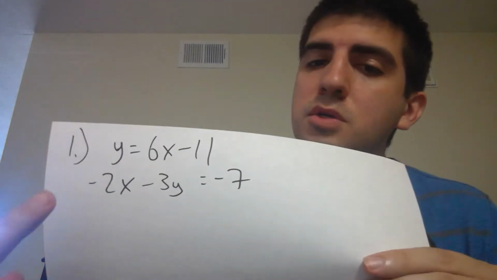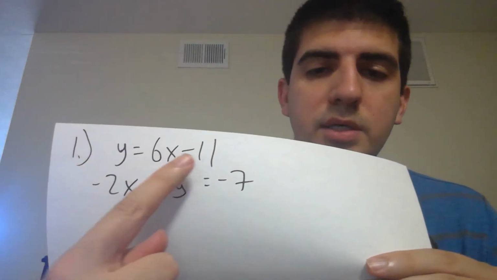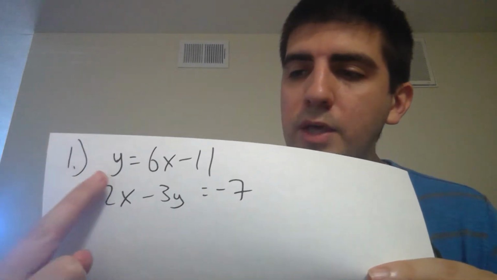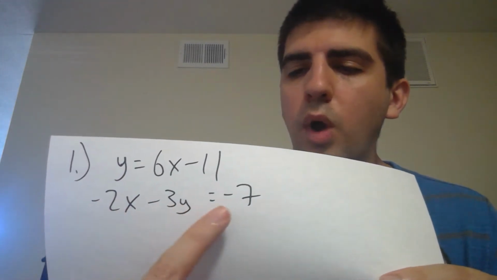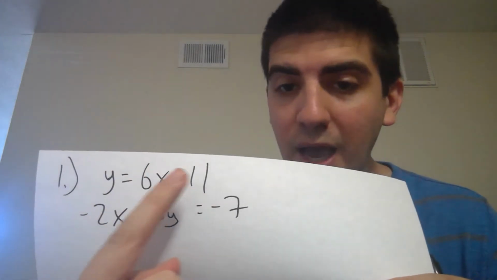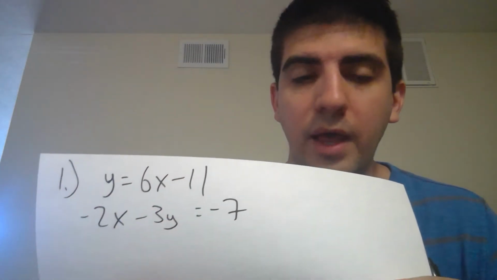Here's what I mean. Do you see how it tells us that y is equal to 6x minus 11? Well, if that's what y is, go to the other equation, and wherever you see a y, sub this guy in. Sub this whole thing into that equation.